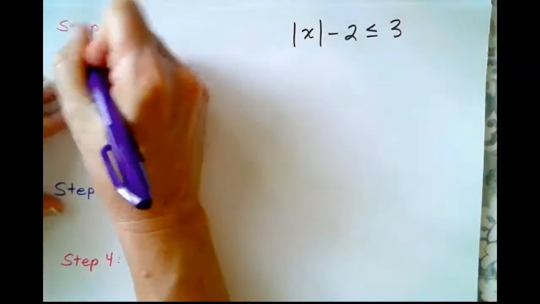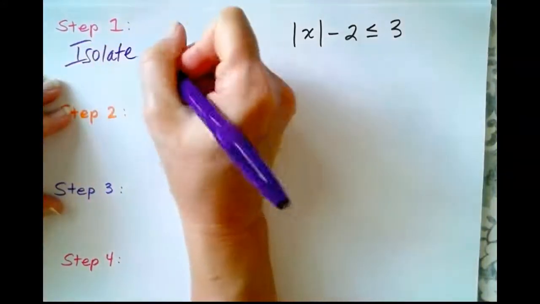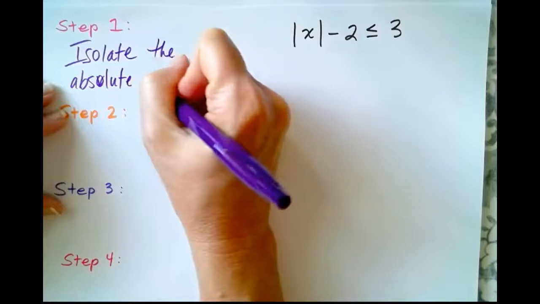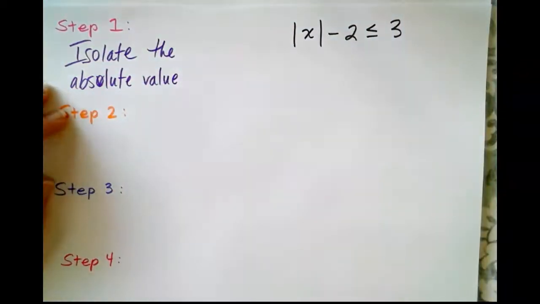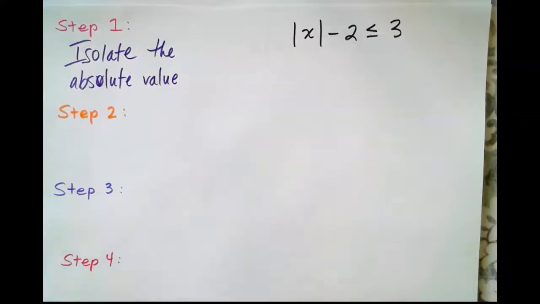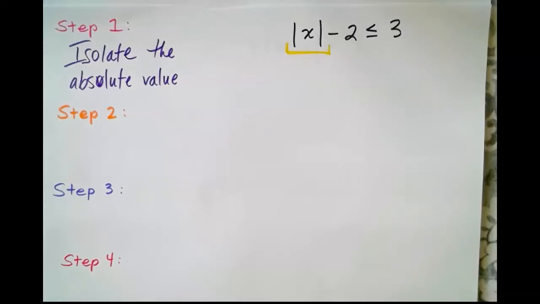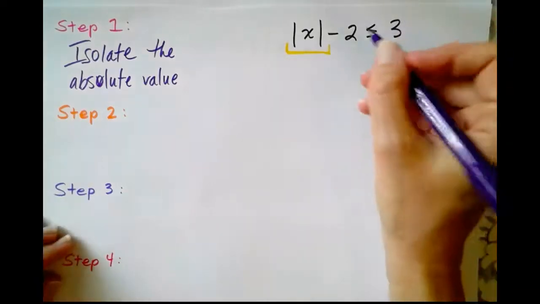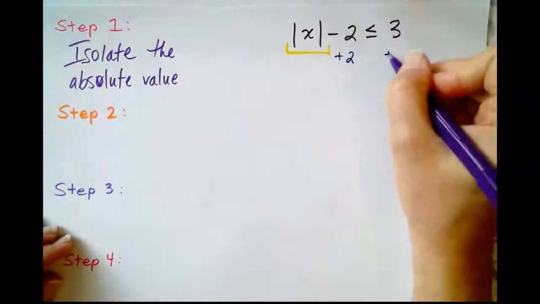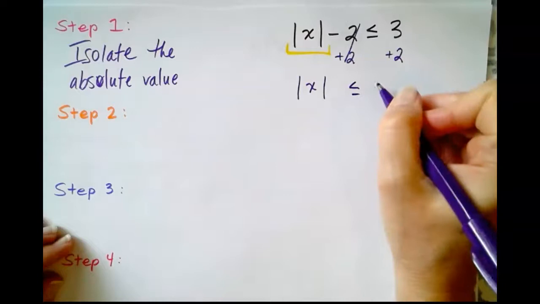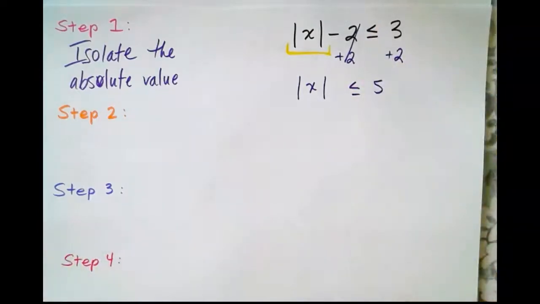Step 1, isolate the absolute value. So this is our absolute value. This little guy right there is the part of the inequality that has to be by itself. So in order to do that, we have one step. We are going to add 2 to both sides. And that completes step 1. Again, try to line up your inequality signs, work down the page.